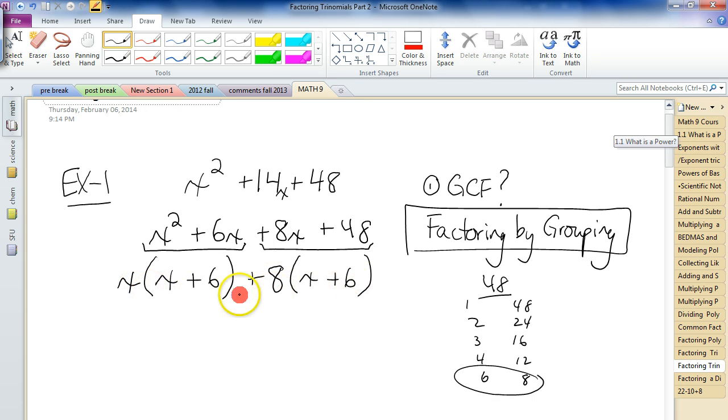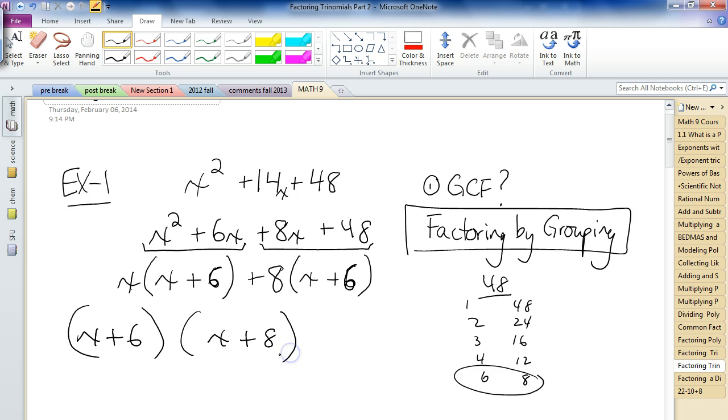And we have all this. It's supposed to be a 6, it looks like a b. Both these terms are being multiplied by x plus 6, so that is our common factor, x plus 6. What are we left with when we pull x plus 6 out? We're left with x plus 8. And we're done.